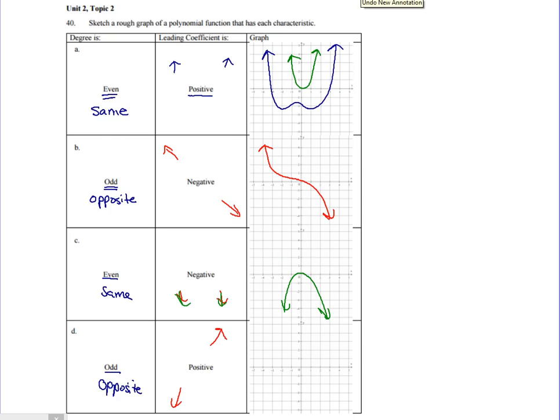Okay. So an odd positive means opposite direction, opposite tail ends, and positive is going to have a positive general slope. So we're going to have something like this. It could have any type of movement in between, but tails need to go in that general direction.